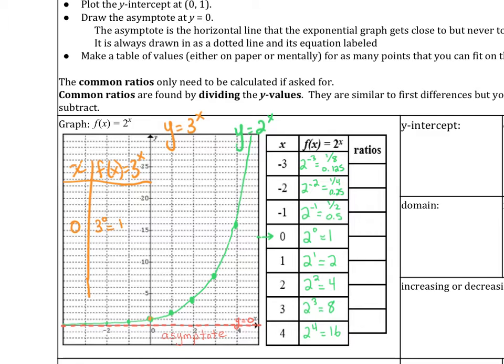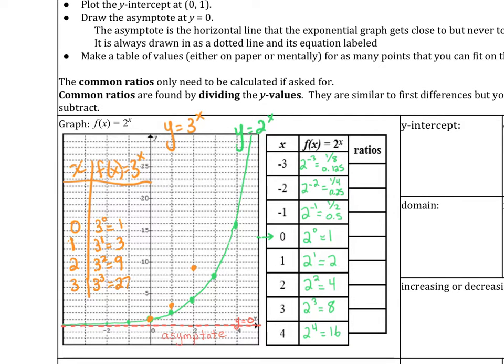When x is equal to 1, 3 to the 1 is equal to 3. When x is equal to 2, 3 to the 2 is equal to 9. When x is equal to 3, 3 to the 3 is equal to 27. And you just graph as much as you can until you run out of room.